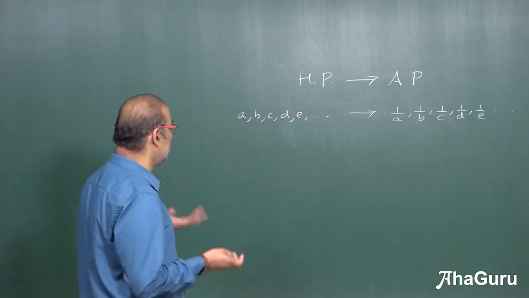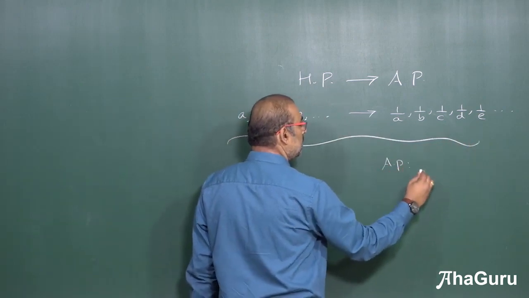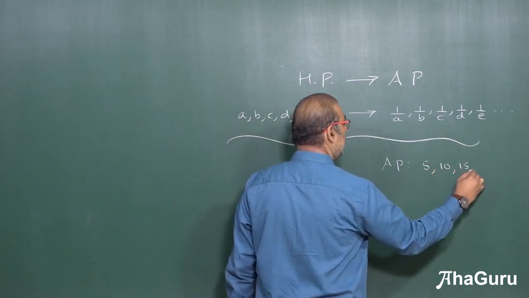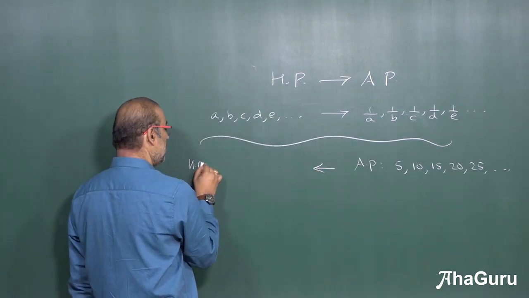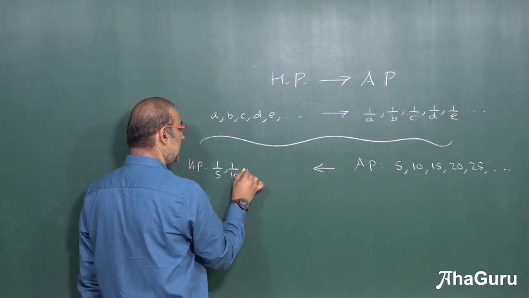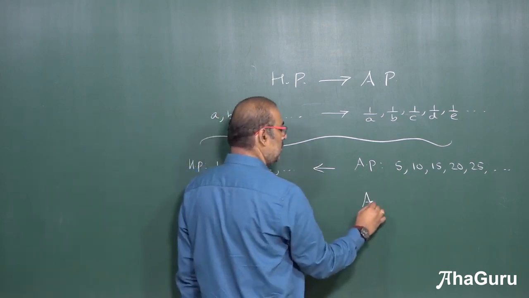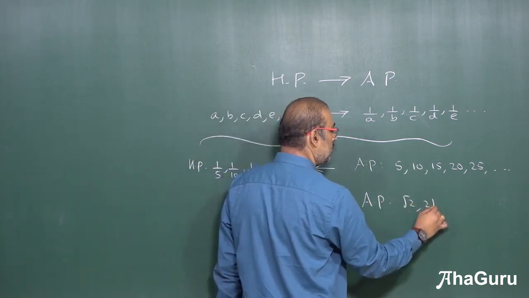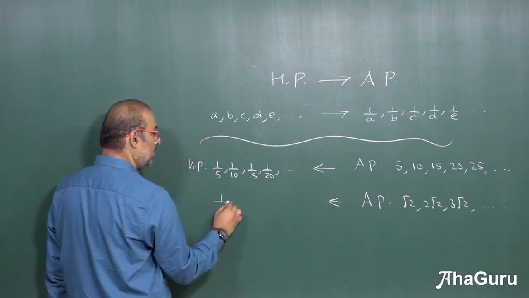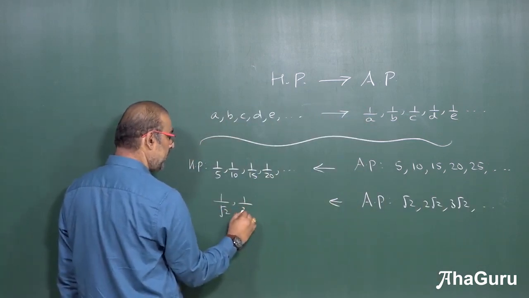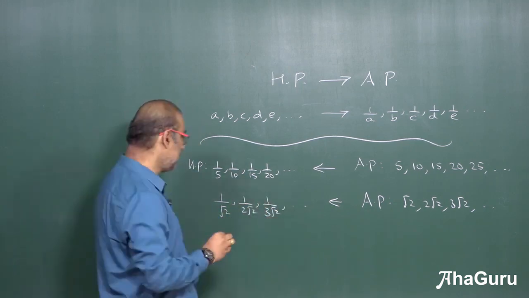So if you want to find some examples of harmonic progression, what you can do is start with an AP, right? Suppose I have 5, 10, 15, etc. So the corresponding HP will be 1 by 5, 1 by 10, etc. Or if I have root 2, 2 root 2, etc., then my HP will be 1 by root 2, 1 by 2 root 2, and so on. So the rule is very simple.